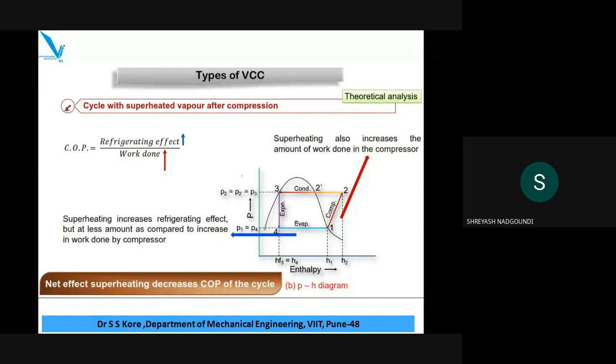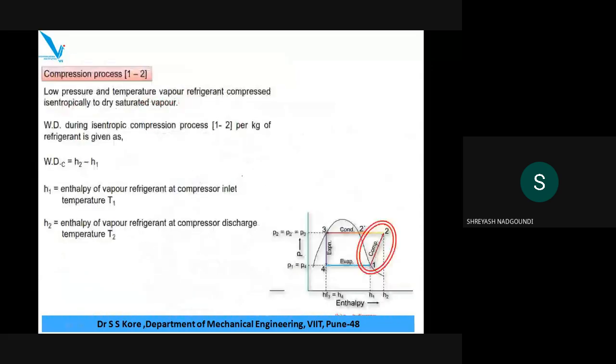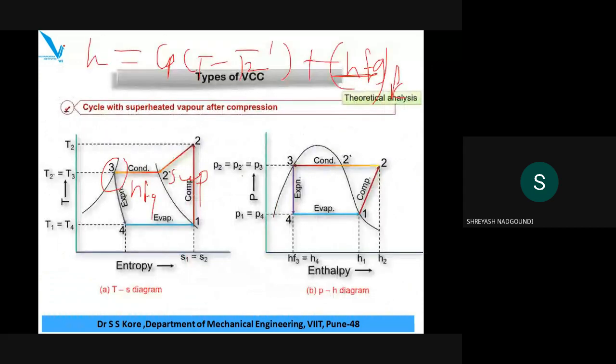This is about the VCC with a dry saturation cycle. It is also called a dry saturated vapor compression cycle, or cycle with superheated vapor after compression.